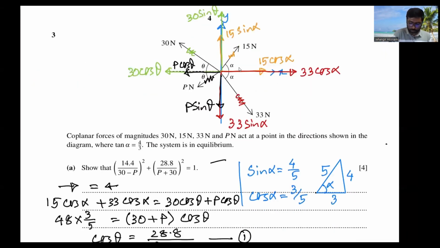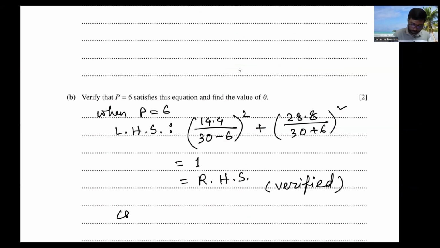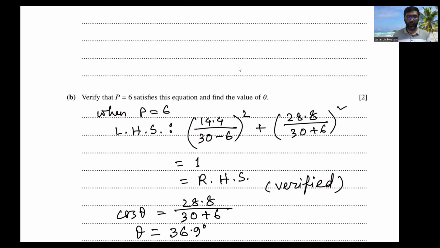So we simply substitute the value of p here to verify whether p equal to 6 is the solution of this equation or not. Now, once you know that p equal to 6 is the solution, you need to find the value of theta, so substitute the value of p to find theta. So cos theta is 28.8 divided by 30 plus 6. From this one, we find the value of theta. So that is 36.90. That's the value of theta. Theta is measured in degrees, so we keep it correct to 1 decimal place.